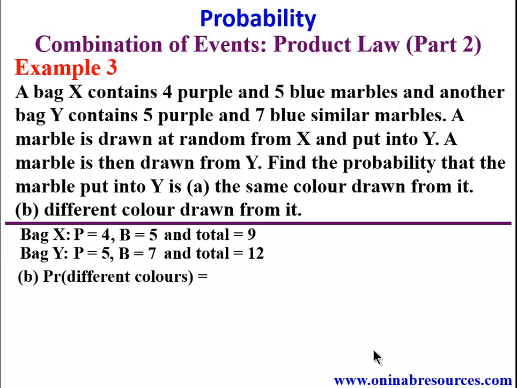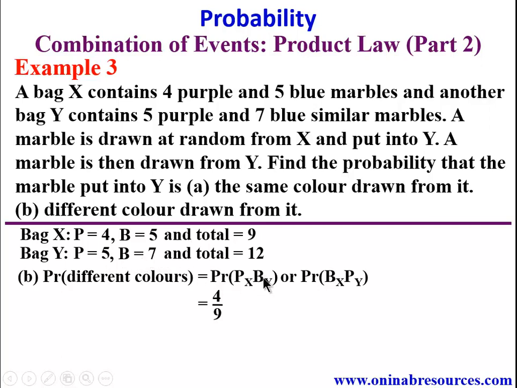For B, probability of picking different colors. That's going to be purple from X and blue from Y, or blue from X and purple from Y. So these are the possibilities. Either you pick purple from X and drop it into Y, then pick blue, or you pick blue from X and drop it into Y, then pick purple. The probability of picking purple from X for the first time and drop it in Y will be 4 over 9. And remember, the purple was picked and dropped into Y, thereby making the purple in Y to be 6, but the blue is still 7.